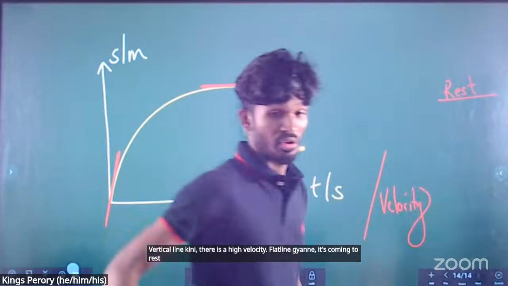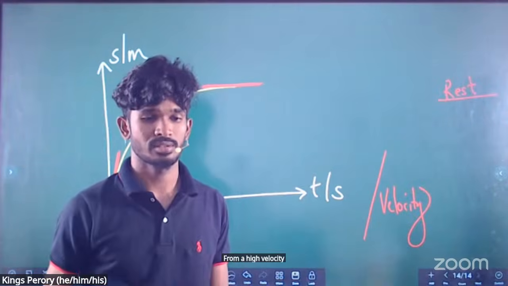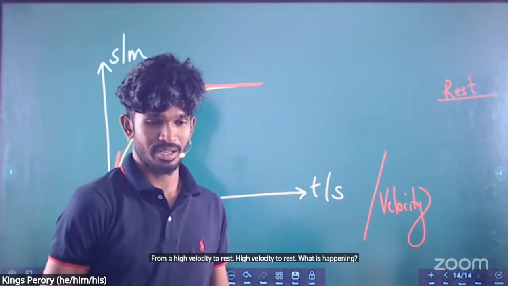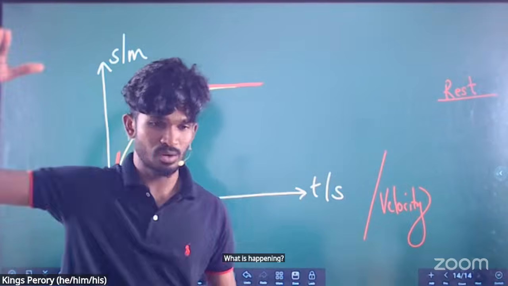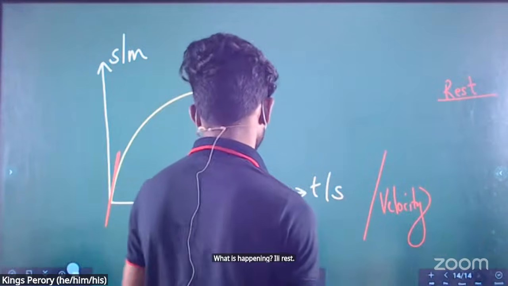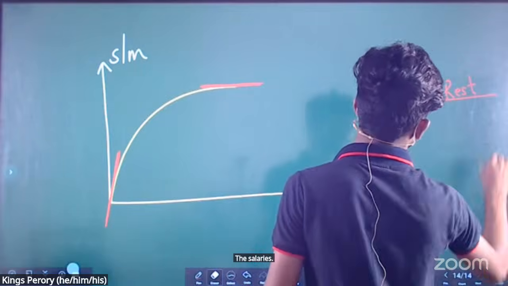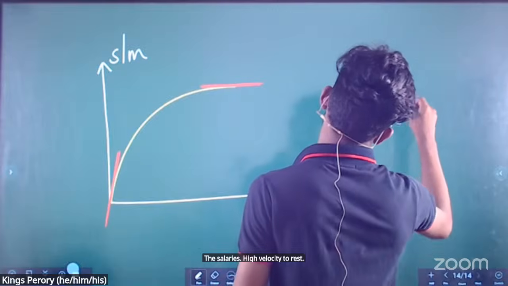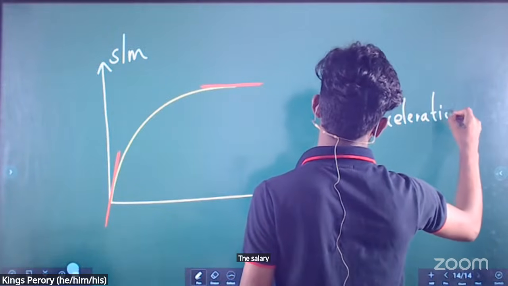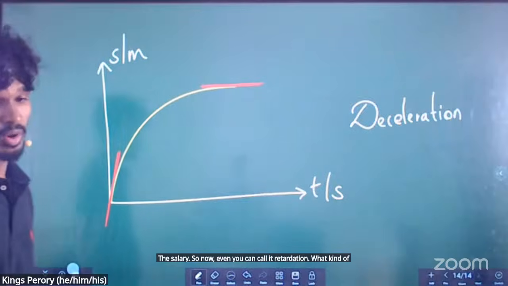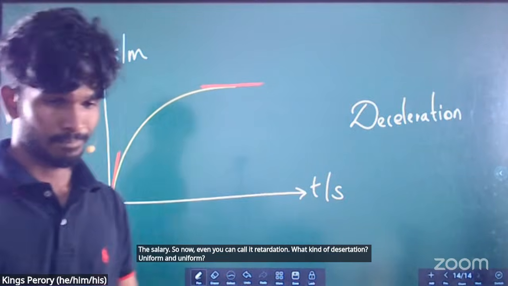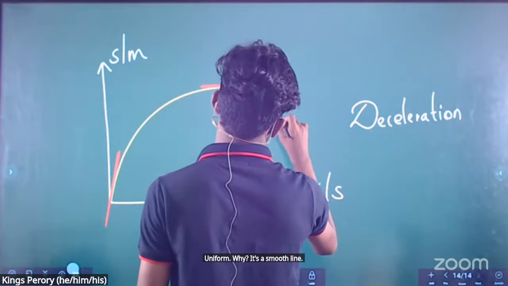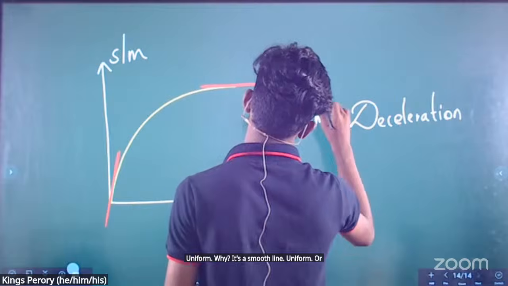You all tell me. From a high velocity to rest, what is happening? Deceleration, or even you can call it retardation. What kind of deceleration? Uniform or non-uniform? Uniform. Why? It's a smooth line. Uniform, or even you can use the word constant, it's the same.